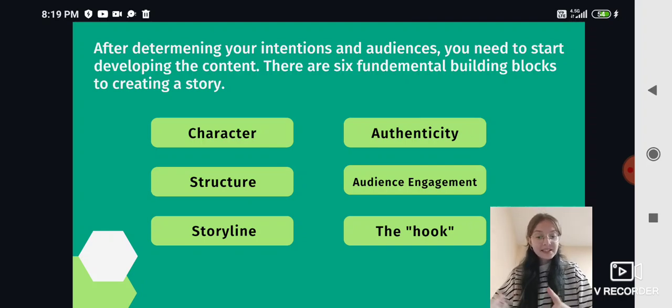And the last one is the hook. So that you can capture the audience's attention, including a hook in your presentation is very important. You can tell stories to do this. You know, I'm giving a tip. You can tell them funny stories so you can capture their attention.